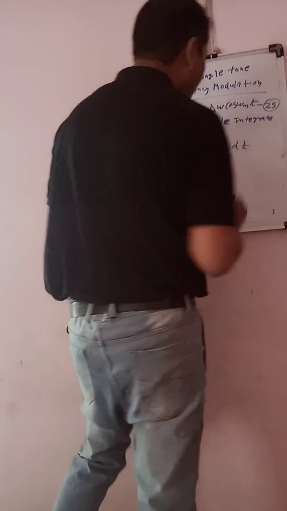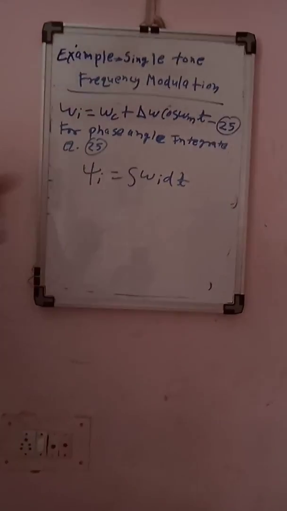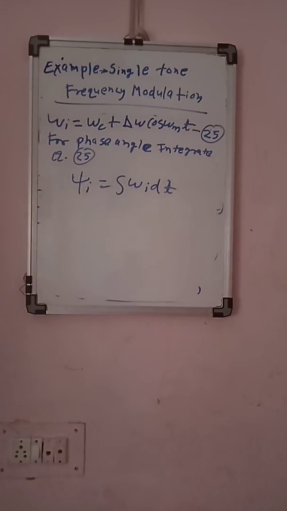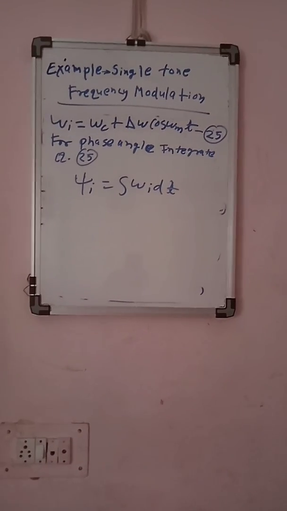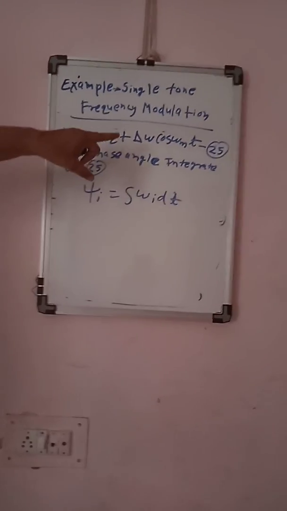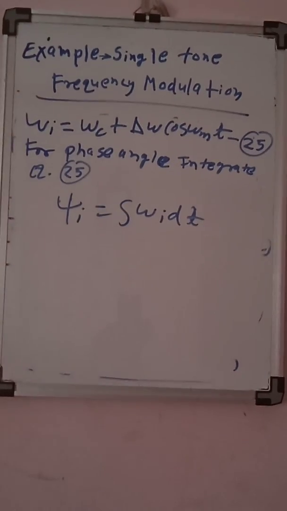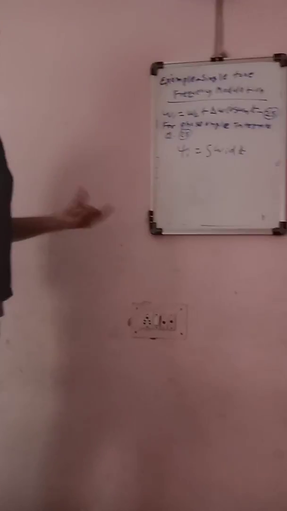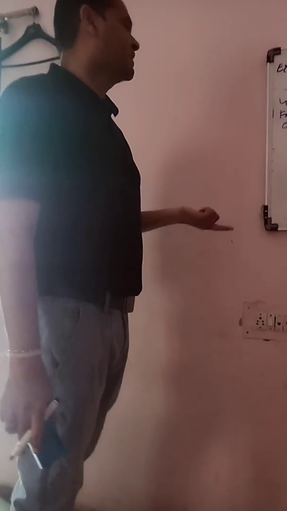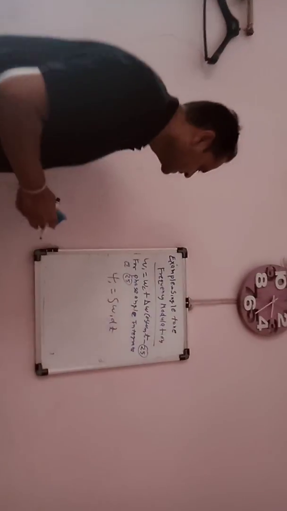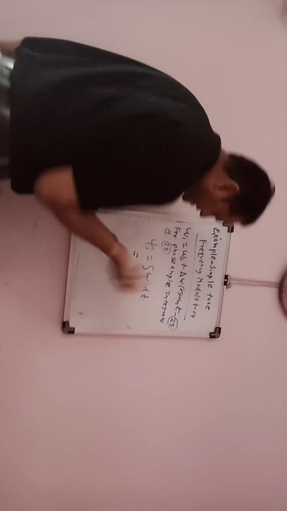So now I will just integrate this expression so that I could get the value of phase angle. What I have done here, omega I equal to omega c plus delta omega cos omega mt, and I got this expression because in place of kf em I put the value delta omega, which is the frequency deviation. Now for getting the value of phase angle, I will integrate equation number 25, which is the expression for instantaneous frequency. That's what I am doing right here.